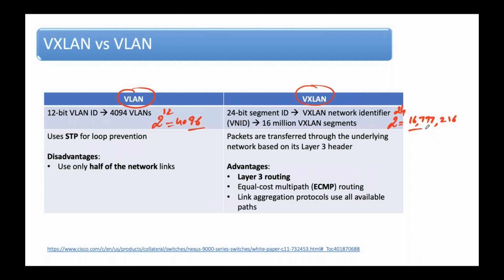Not only learn, but learn to say it: 16,777,216 VNIDs. This is what VXLAN provides. And once again, VXLAN depends wholly and solely on the lab. Without lab, it is incomplete. My explanation is useless.